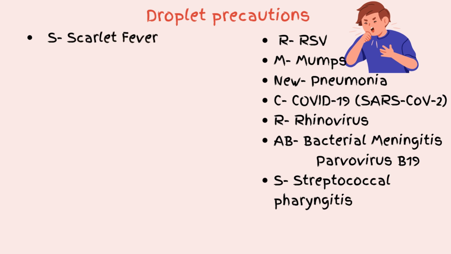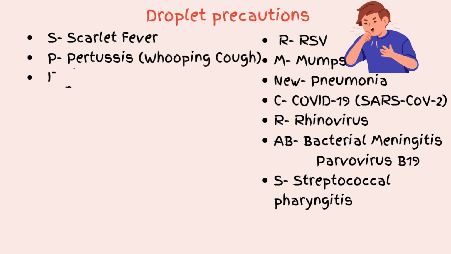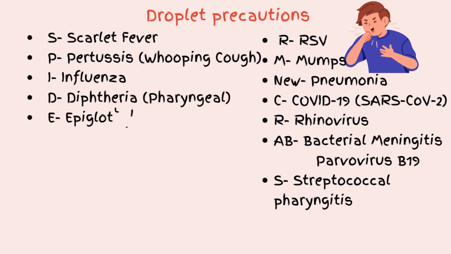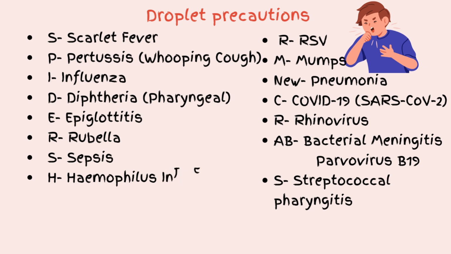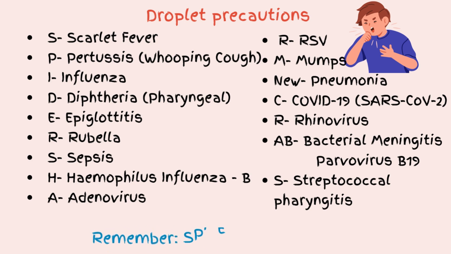It is followed to prevent spread of infectious droplets when the patient coughs, sneezes, or talks. We have a bunch of diseases under droplet precautions. They are scarlet fever, pertussis, influenza, diphtheria, epiglottitis, rubella, sepsis, Haemophilus influenzae B, adenovirus, RSV, mumps, pneumonia, COVID-19, rhinovirus, bacterial meningitis, parvovirus B19, streptococcal pharyngitis.